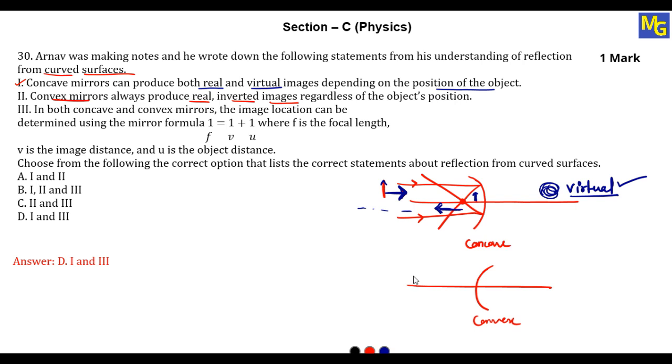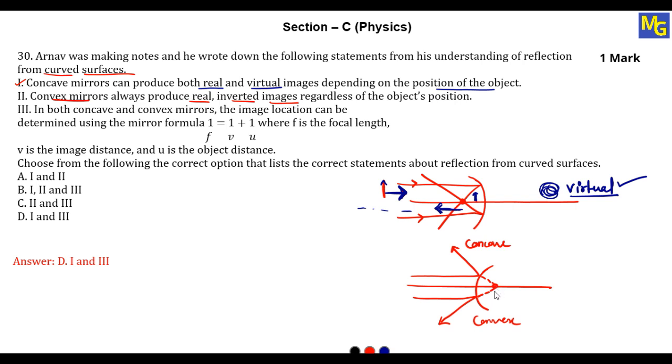So here once the rays come parallel to the principal axis, they will hit the mirror and they will reflect. Here the reflection will be like this. So where are you going to get the image? After reflecting, these rays go away from each other. So this is called divergent. So what are we going to do? We are going to extend it backside of the mirror, and somewhere here we are going to get our image. So see here, this is the image.